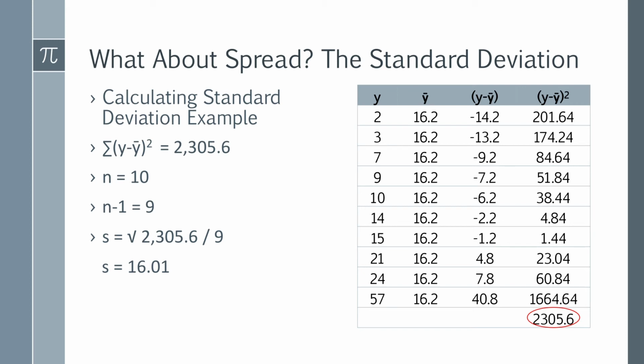That value is 2305.6. Our data set has 10 data values in it, so 10 minus 1 is 9, or our n minus 1 there is the 9. So we take our 2305.6, divide that by 9, and then take the square root of that, and that gives us a standard deviation of 16.01.